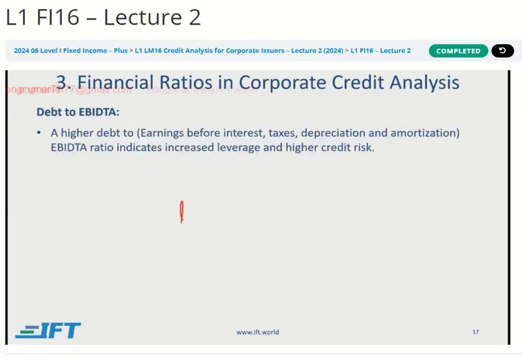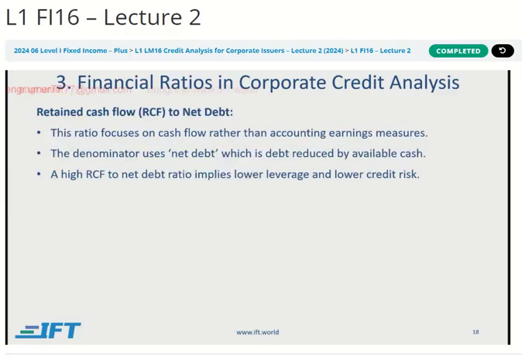Debt to EBITDA, of course, lower is better here, since we want a low level of debt, because high debt means high leverage, which means high credit risk. Here we want a higher ratio. We want the company to be able to retain a large amount of cash flow compared to the amount of net debt that it has.